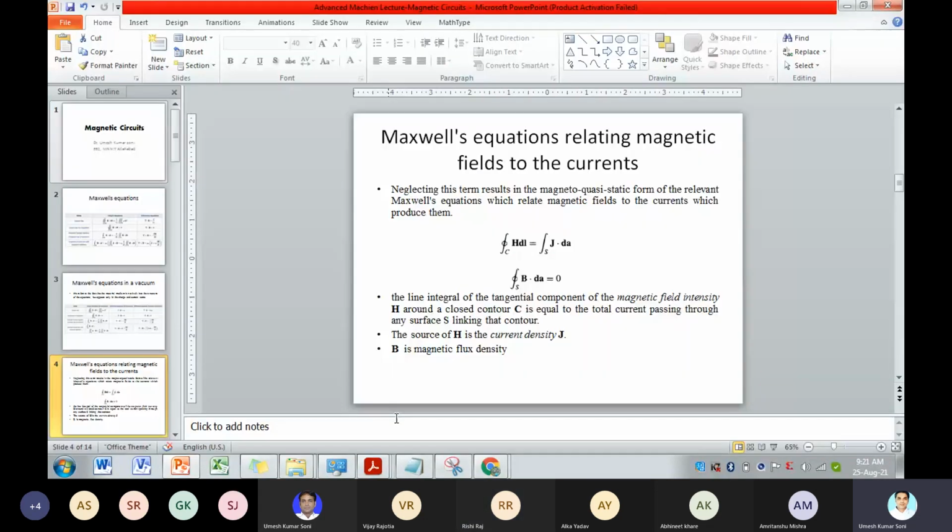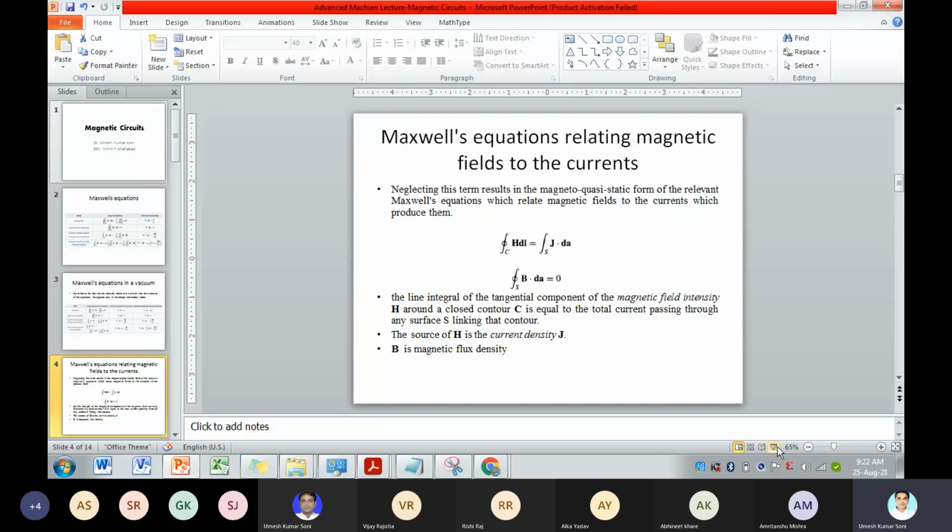Here you can see that the current density is the major source for the magnetic flux density and magnetic field. Okay, magnetic field and magnetic field intensity are the same terms, while flux density and magnetic field intensity are different terms. So you should clearly understand these terms: current density, charge density, magnetic flux density, magnetic field intensity, electric field intensity.